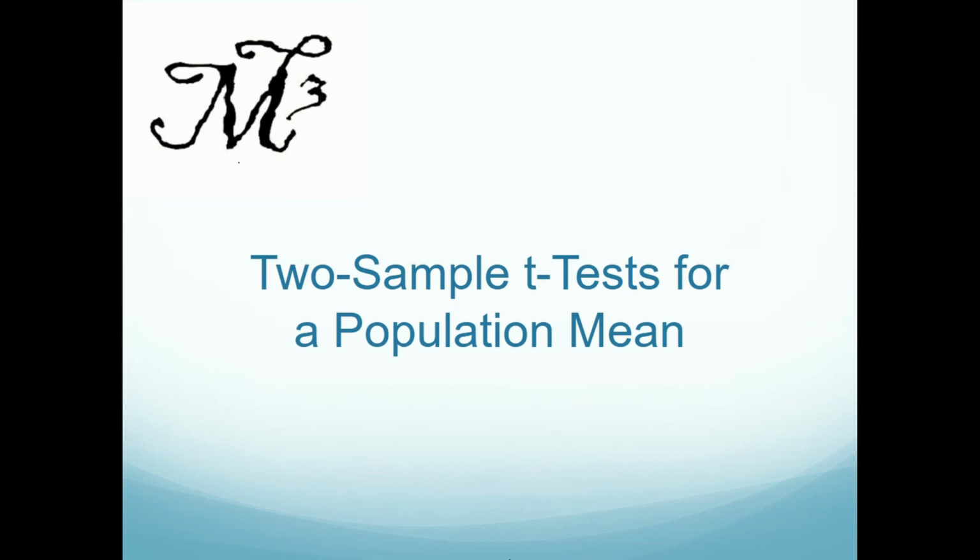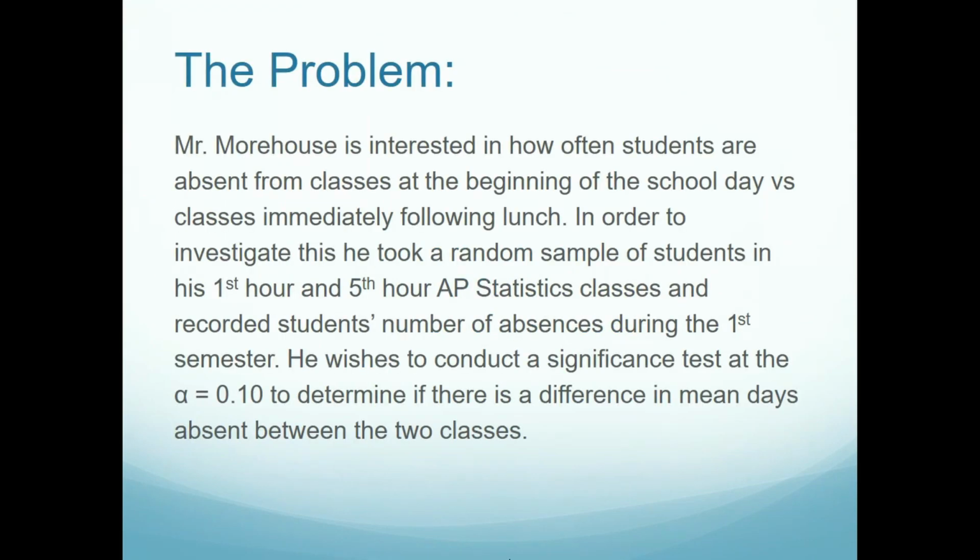Okay, today we're going to be talking about 2 sample t-tests for a population mean. The problem we're going to be dealing with is Mr. Morehouse is interested in how often students are absent from classes at the beginning of the school day versus classes immediately following lunch. In order to investigate this, he took a random sample of students in his first hour and 5th hour AP statistics classes and recorded students' number of absences during the first semester. He wishes to conduct a significance test at the alpha equals 0.1 level to determine if there is a difference in the mean days absent between the 2 classes.